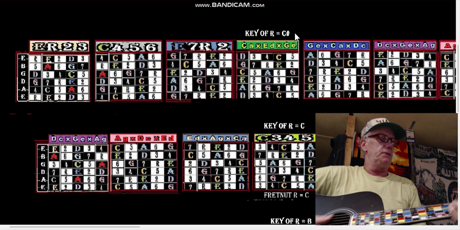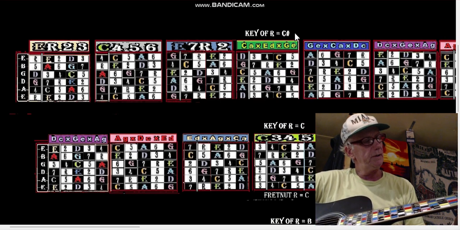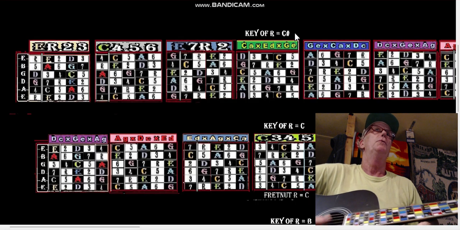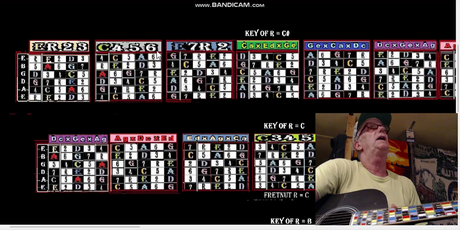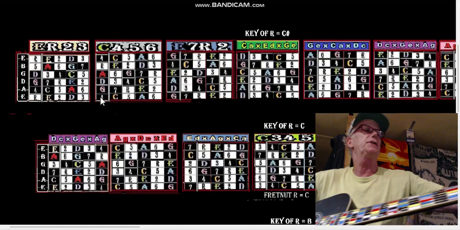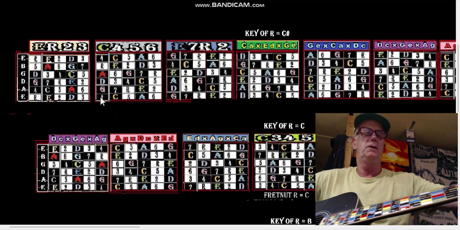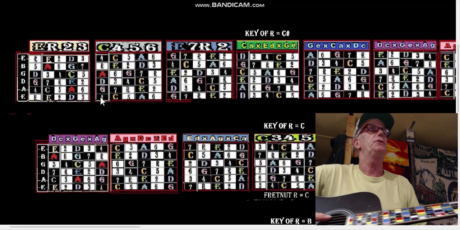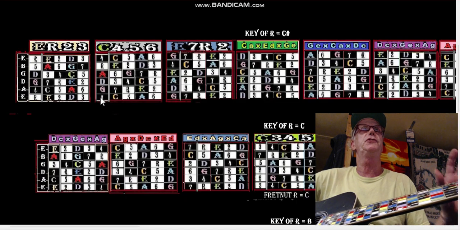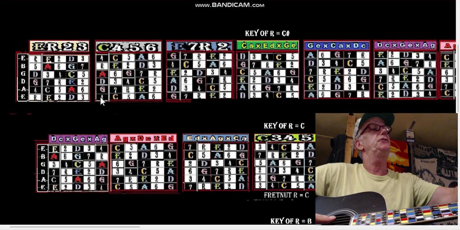So in root 2, 3, it'd be root 2, 3, 4, 5, 6, 7, root 2, 3, 4, then 5, 6, 7, root 2, 3. Okay, now when we want to go to the C, 4, 5, 6, my C is the lowest note down there. So what is C the 4th of? It's the 4th of the key of G. So this is the Lydian in the G.